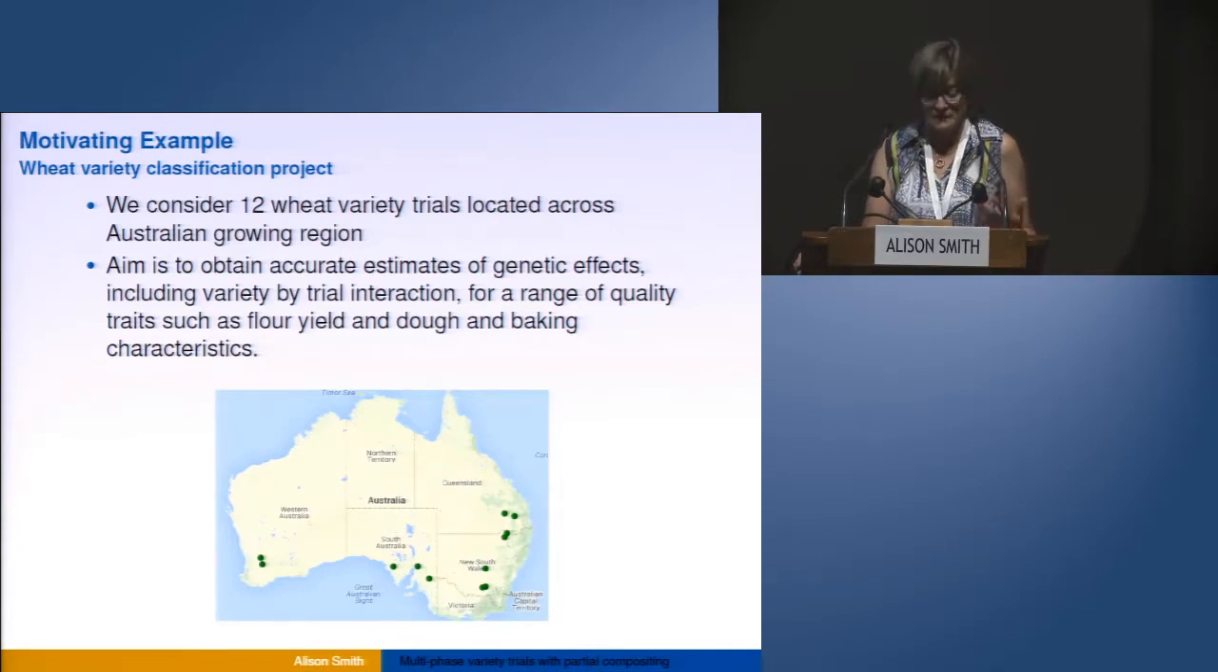It's a unique project in that we're really trying to get a hold of accurate genetic estimates. We haven't had the data to be able to do this before, and I'll explain that a bit later. And also look at things like variety by trial interaction. As you can see, because it spans the entire country, there's quite potential for varieties to perform quite differently across the country.